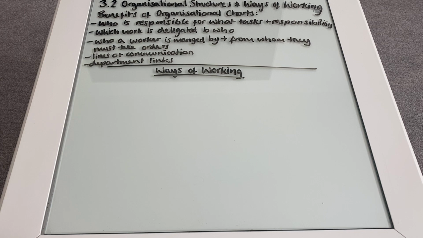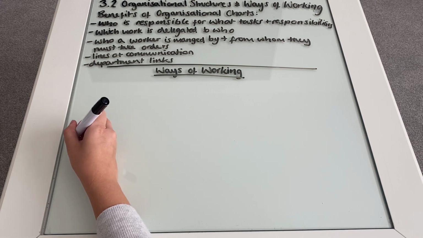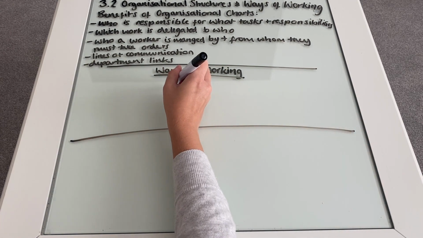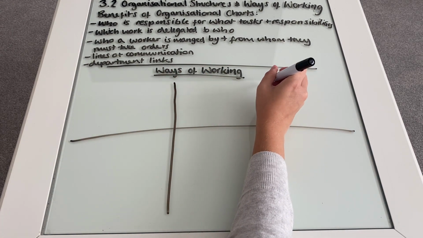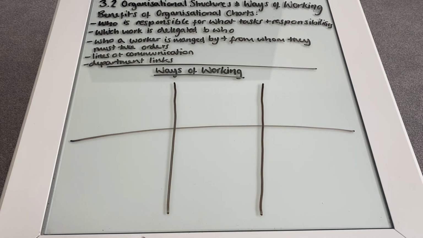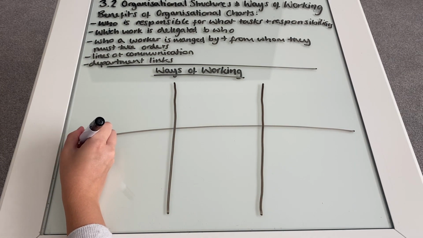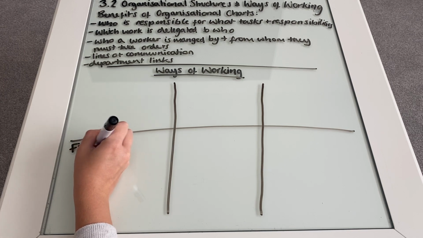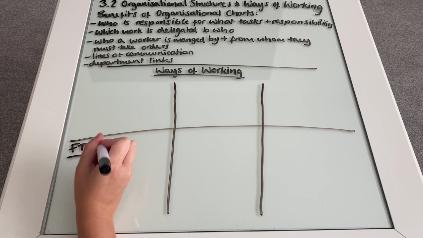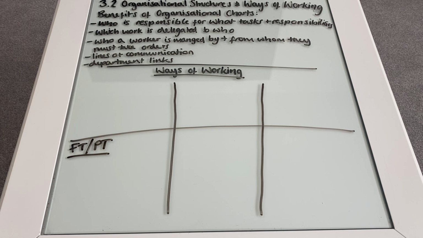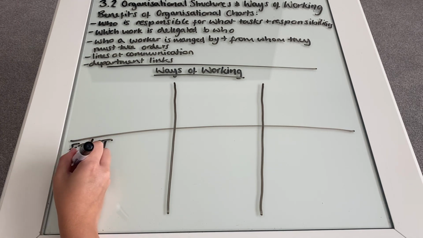So that's organisational charts. Now we need to talk about different ways of working. We're going to look at 1, 2, 3, 4, 5, 6 different ways of working. So let's try and divide this up into 6, roughly. This one is like quite a big box, so I'm going to start here. This is full-time or part-time working. We're going to put them together in one. It's generally thought that full-time work is when a person works 34 hours a week or more.